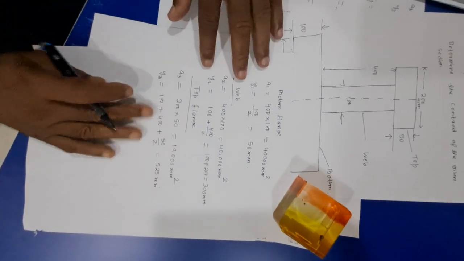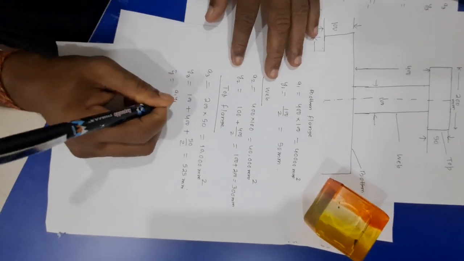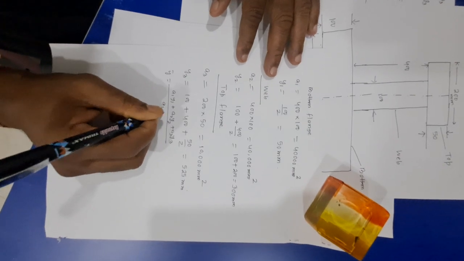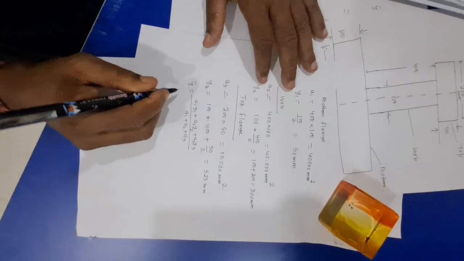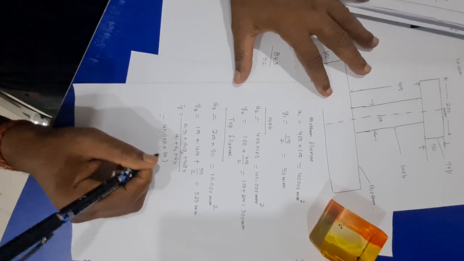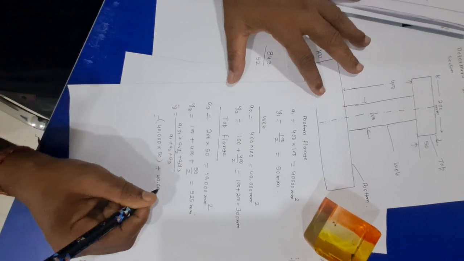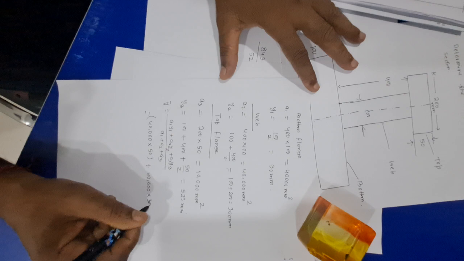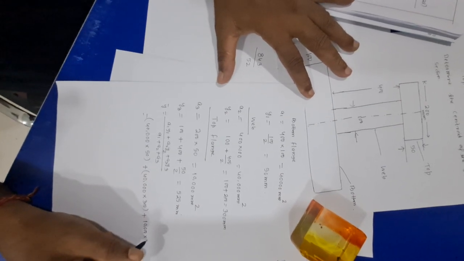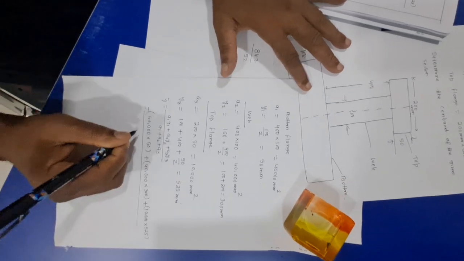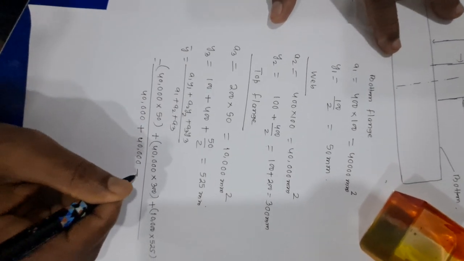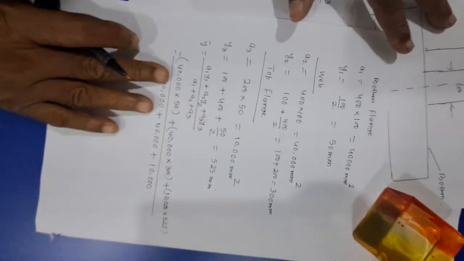Now y bar is equal to a1 y1 plus a2 y2 plus a3 y3 divided by a1 plus a2 plus a3, which is equal to 40,000 into 50, that is y1 is 50, plus 40,000 into 300, y2 is equal to 300, plus 10,000 into y3 is equal to 525, divided by 40,000 plus 40,000 plus 10,000.